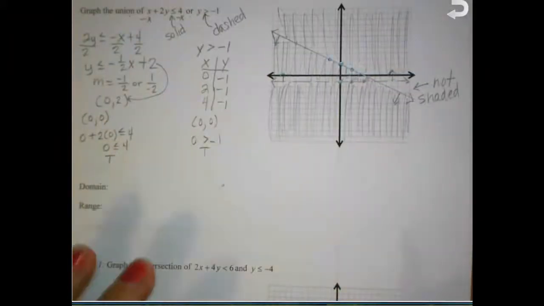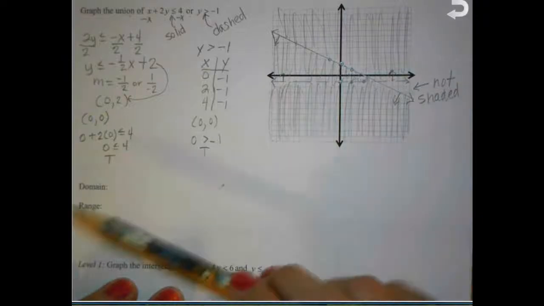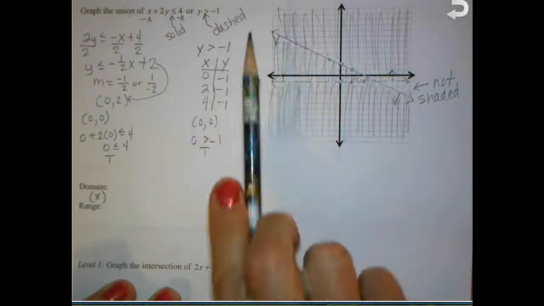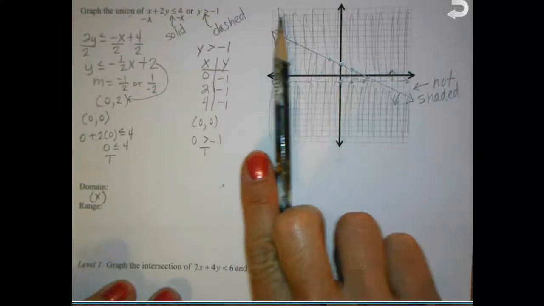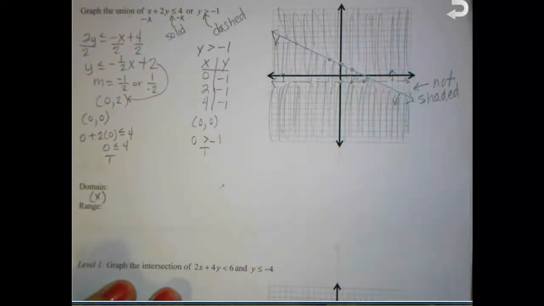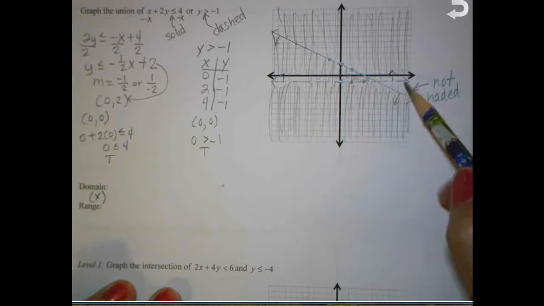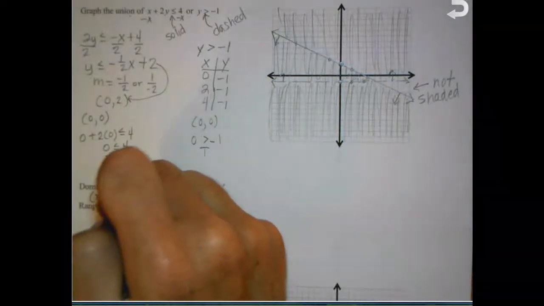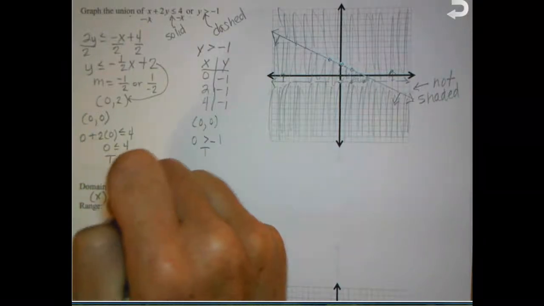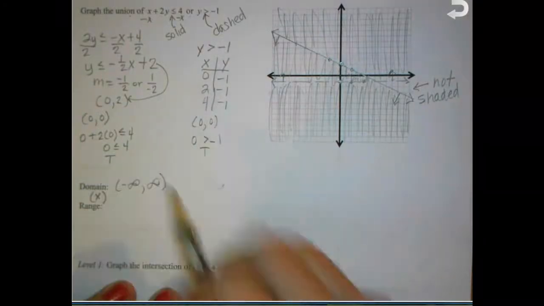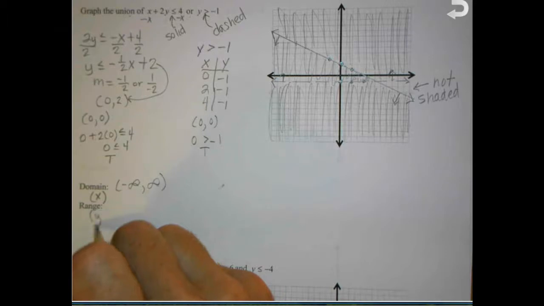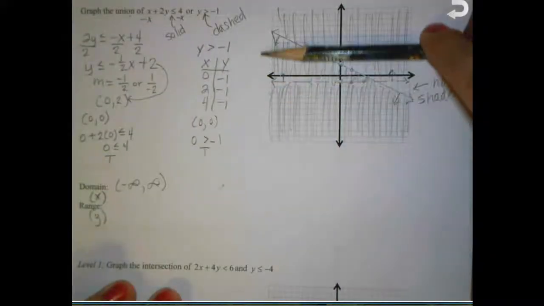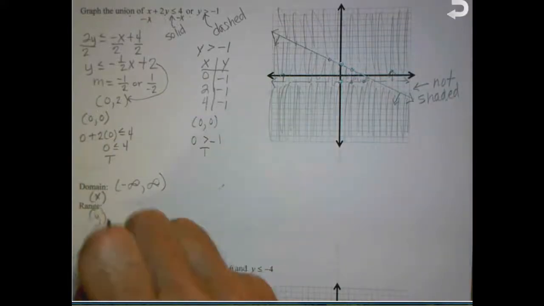Now for the domain, remember domain is the values for x, so I'm looking at values for x. There will be values all the way across. Even though this isn't shaded, there's still values up here and down here with an x part. So it'll be negative infinity to positive infinity. And then the range, remember, is the y parts. So come from negative infinity, values all the way up through positive infinity.